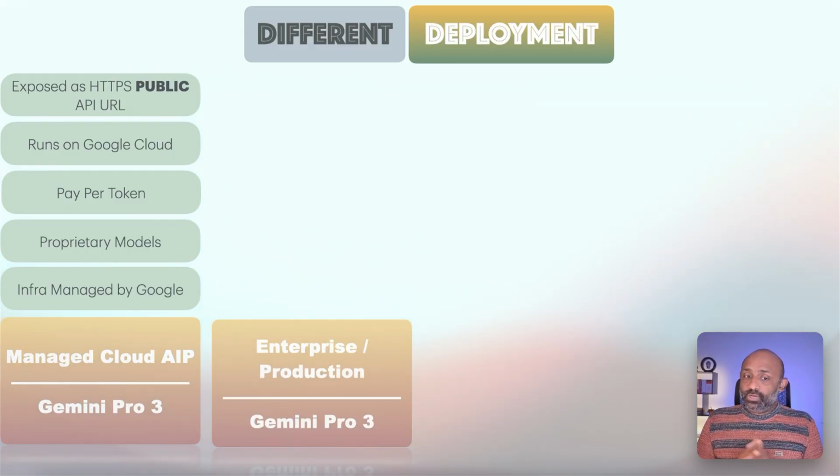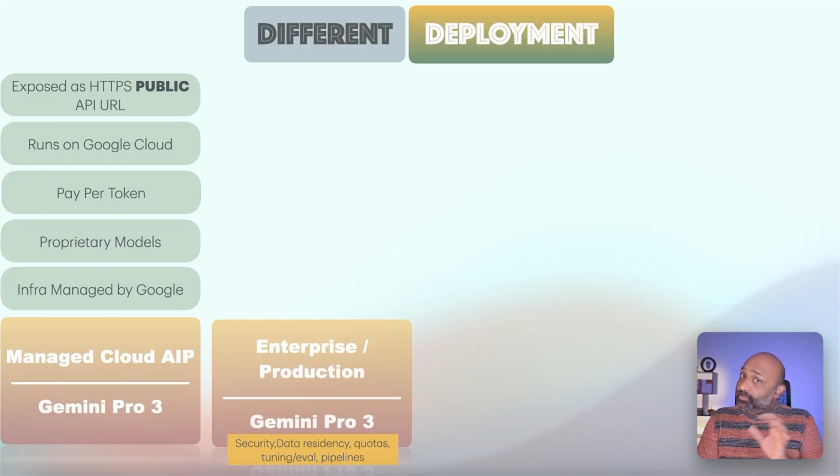The second option is very important. We want to use Gemini Pro, but we want a little bit more control over different aspects like security, data residency, the quota limits, the tuning, the pipeline, and all that stuff.